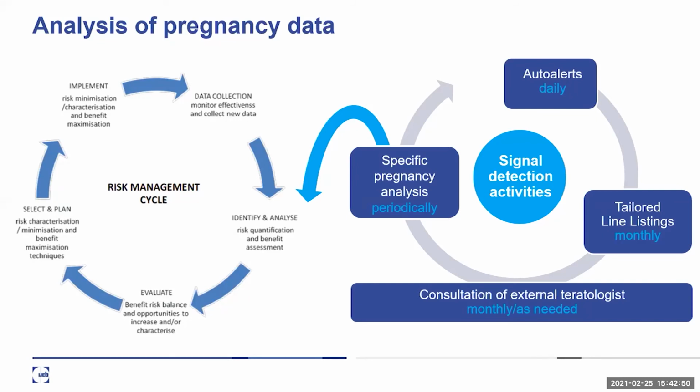So first of all, on a day-by-day basis, when you receive a case, there is for some products an auto alert which is generated. This auto alert is to communicate, for example, a new case of congenital anomaly for a specific product, and this alert is sent to the safety team responsible for the product so that they are kept aware on a daily basis of any new important case which could have an impact on the benefit risk of the product.